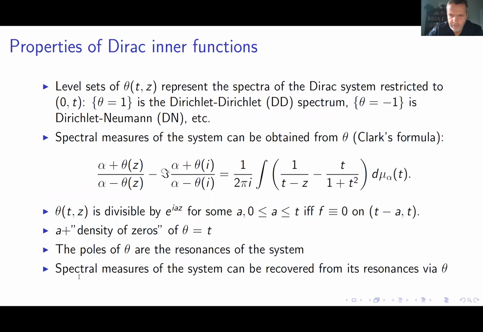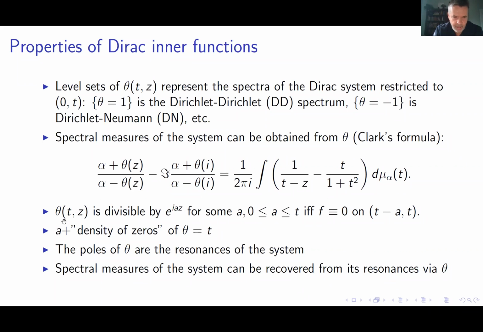Well, so why is it convenient to look at inner functions in these settings? Well, first of all, their level sets are spectra. So if you restrict your Dirac system on the interval from 0 to t, then the level sets of the inner function theta of tz give you various spectra of that system with various boundary conditions. Now, for people familiar with the Clark theory, this is not a surprise. The spectral measures can be recovered from theta using this Clark formula.